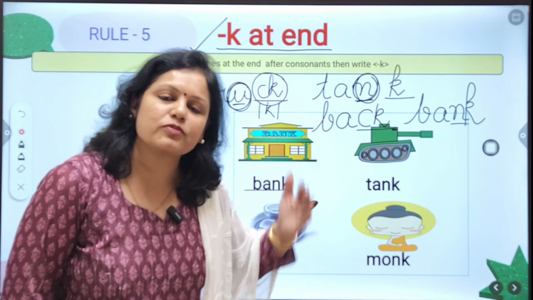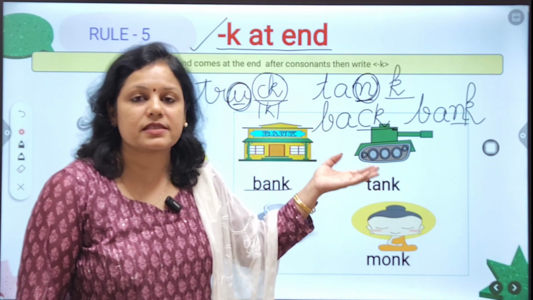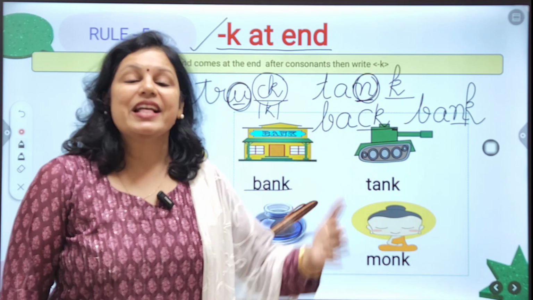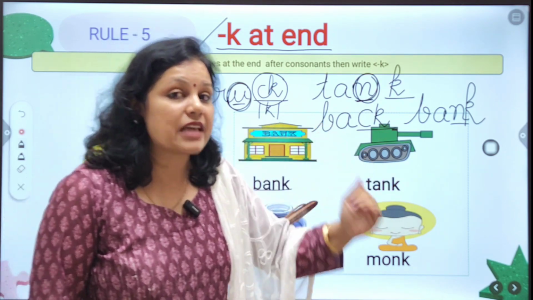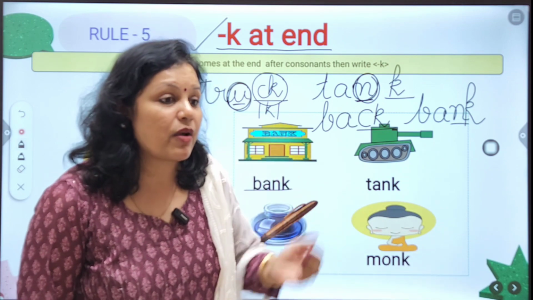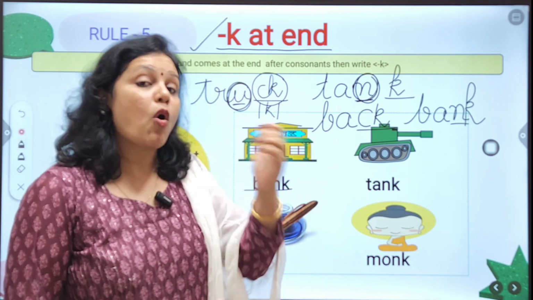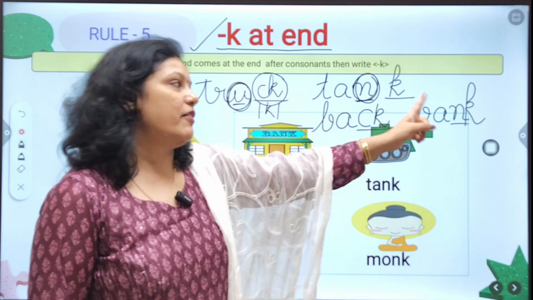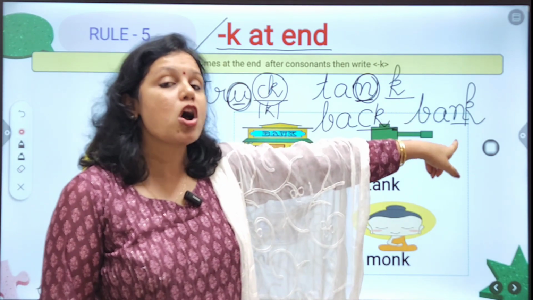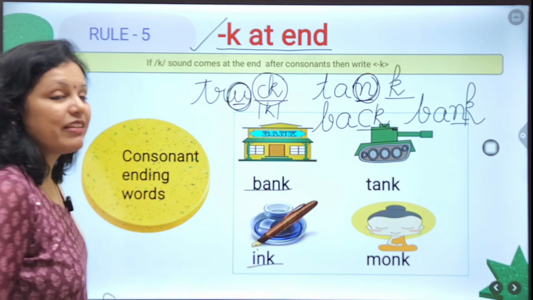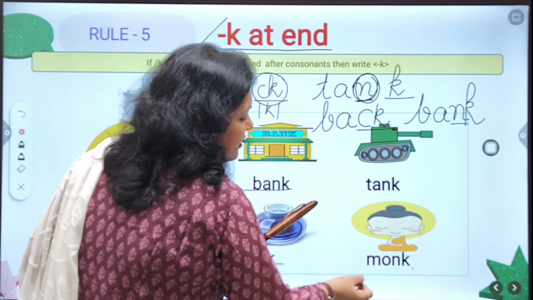So many times children make this mistake while writing the K sound. You need to teach the children that whenever the K sound is at the end of the word, we need to identify the previous letter or the previous sound. If it is a short vowel sound, write CK. If it is not a short vowel sound but a consonant, you need to write the letter K. Similarly, we have ink. Similarly, we have monk.